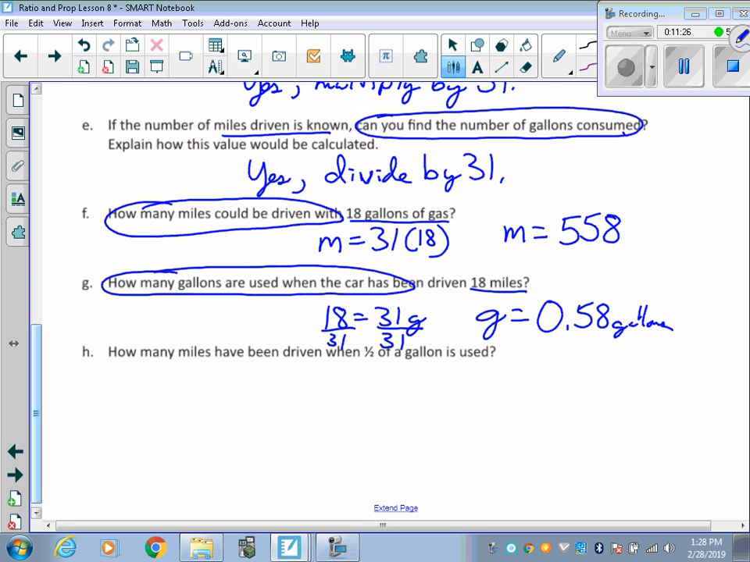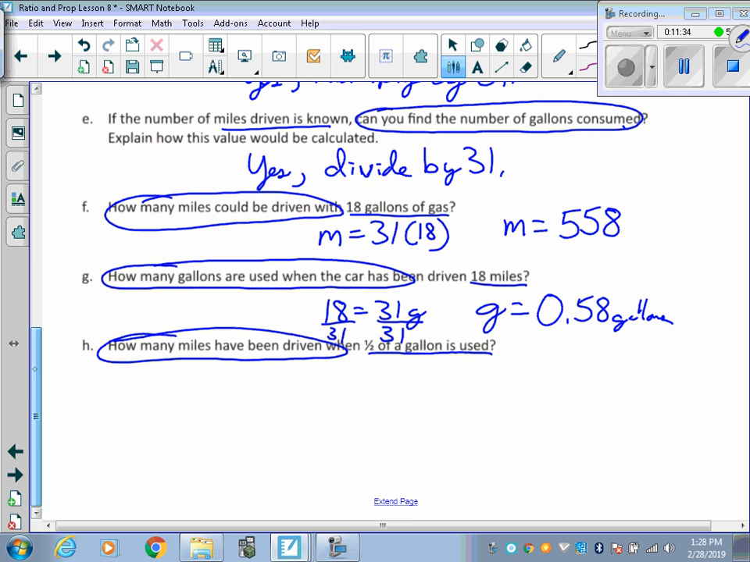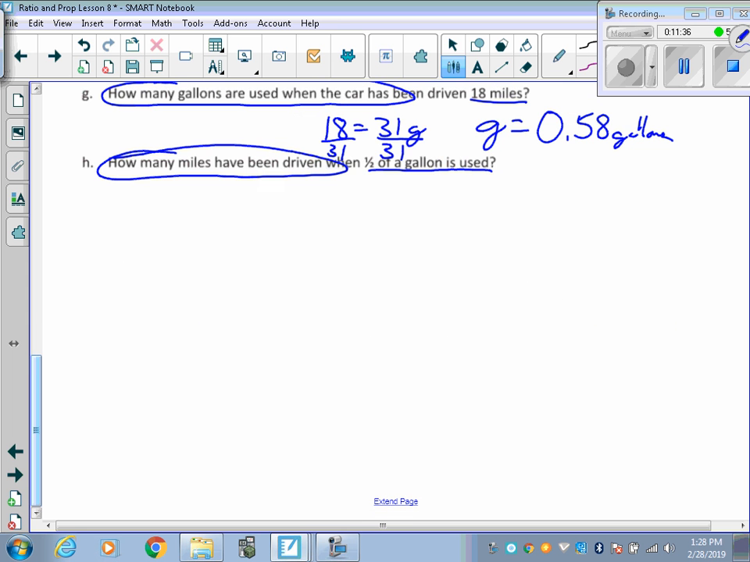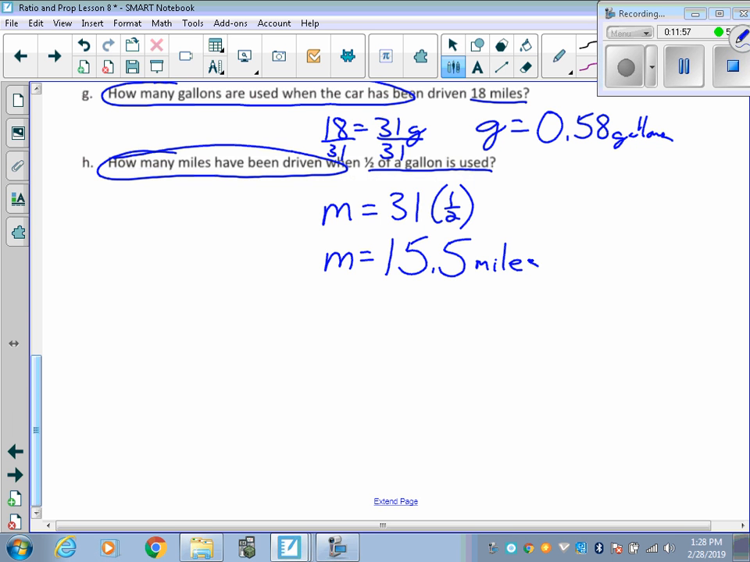How many miles have you driven when half of a gallon is used? So again, M, we don't know, 31, and half of a gallon is 1/2. So then we just go ahead and multiply. What's half of 31? Hopefully you got that. I heard you in the background got that. Very good. 15.5 miles. I could go ahead and write miles here, but we do have the M, and that's what that stands for.